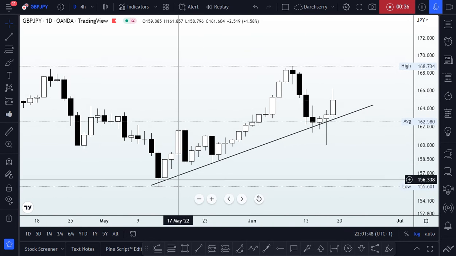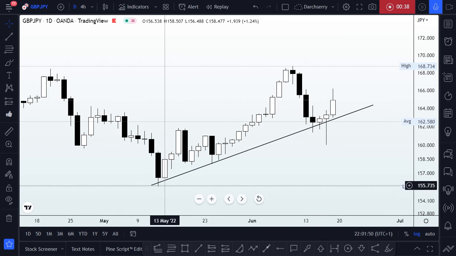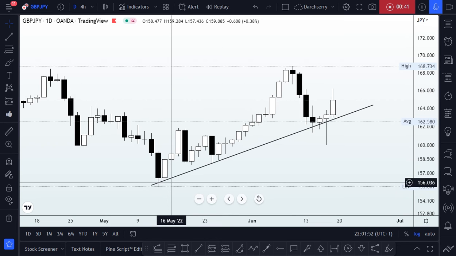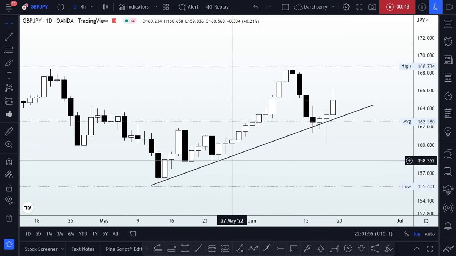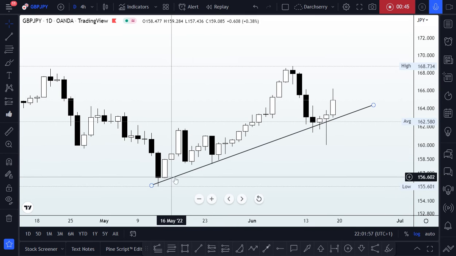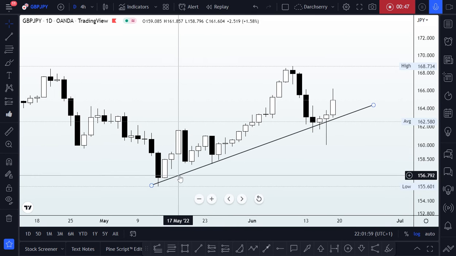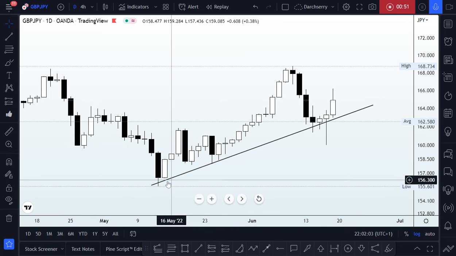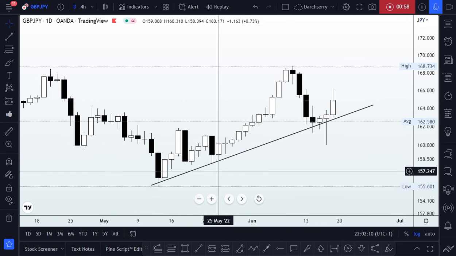And if we draw and connect the series of higher lows, we will notice that we have a bullish trend line to use as a guide going into the new week. Now, the bullish trend line is the one you have on your screen, the black line, and I shall be using this as my guide going into the new week.